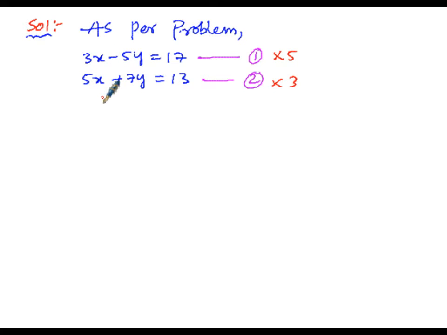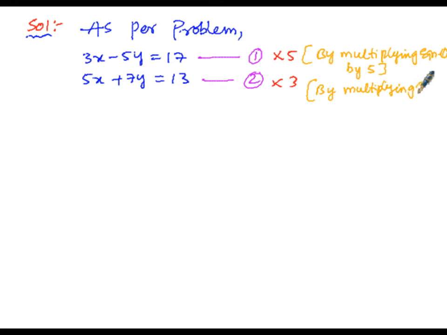So here I got this step: by multiplying equation number 1 by 5, whereas in the second case, by multiplying equation number 2 by 3, the next logical step will be that we will get the third and fourth equations.